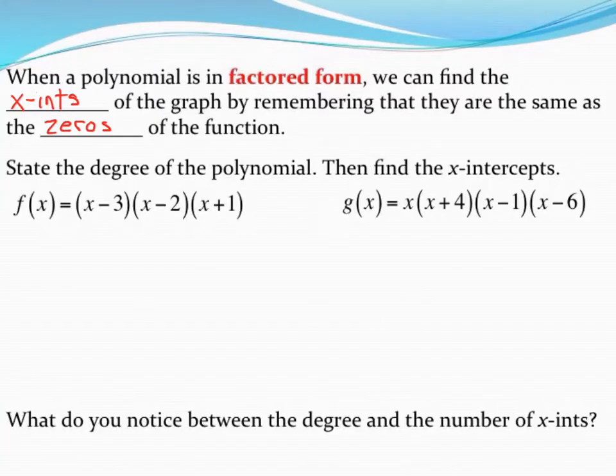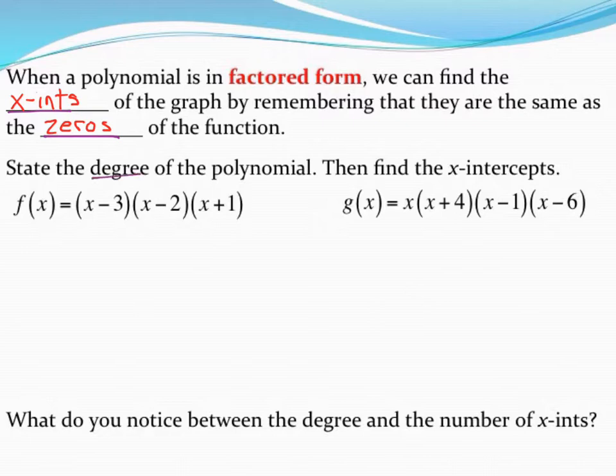When a polynomial is in factored form, it's very easy to find the zeros or the x-intercepts of the polynomial. Remember, zeros and x-intercepts are basically the same thing. We find them the exact same way. So this polynomial, both of these down here have been factored. Every piece is being multiplied together.